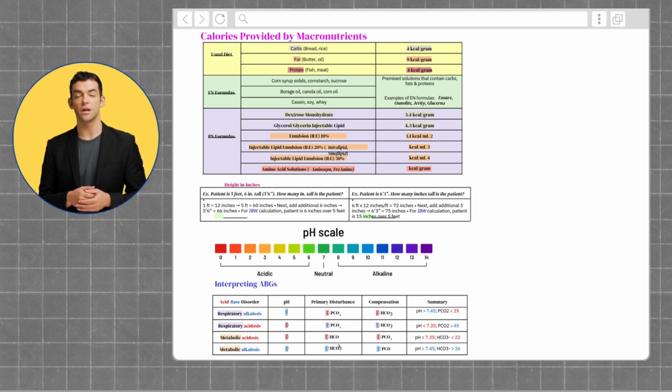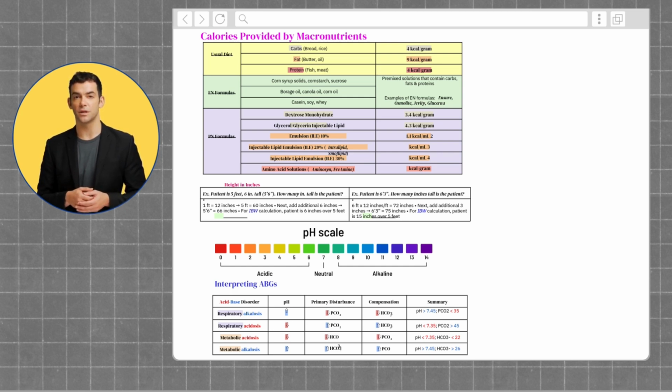All right, let's dive into one of the trickier topics on the NAPLEX, interpreting arterial blood gases, or ABGs. These tests give you a snapshot of a patient's acid-base balance and oxygenation. It's a critical skill, especially for managing patients in ICU settings or those with respiratory or metabolic disorders.